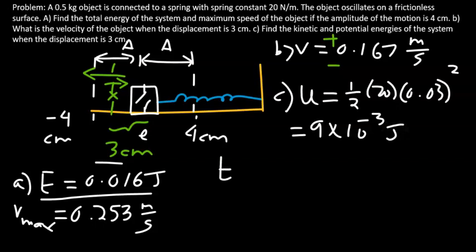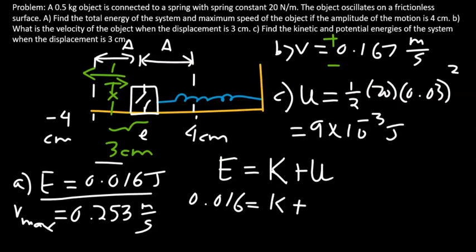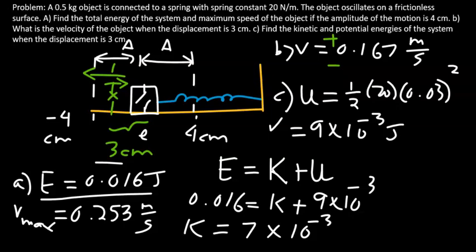The kinetic energy can be determined from the conservation of energy principle. So E, the total energy, equals the sum of kinetic energy and the elastic potential energy. Now we know the total mechanical energy is given by part A, 0.016 joules. Kinetic energy is what we want to determine. Potential energy has been determined above, 9 times 10 to the power minus 3, and you can calculate the kinetic energy for that displacement, which is 7 times 10 to the power minus 3 joules. And that solves this problem.